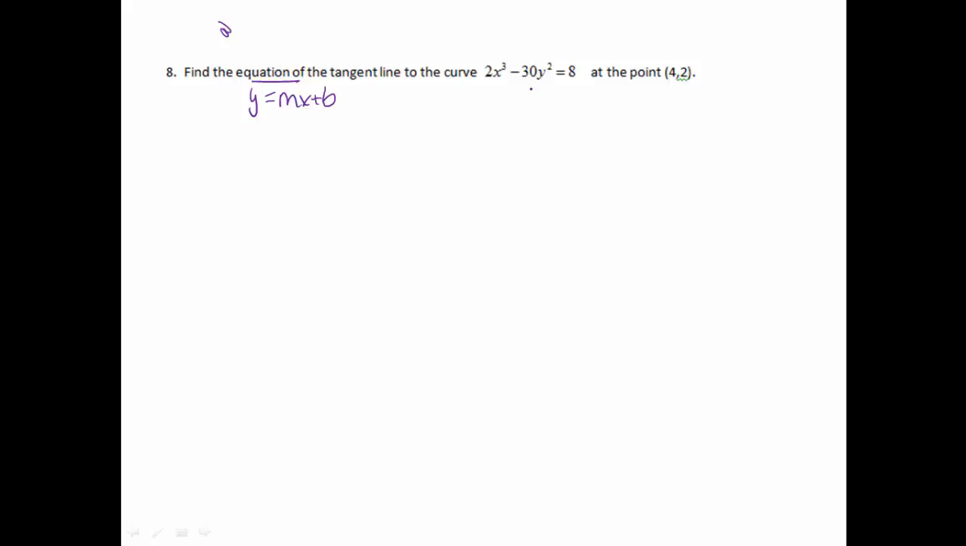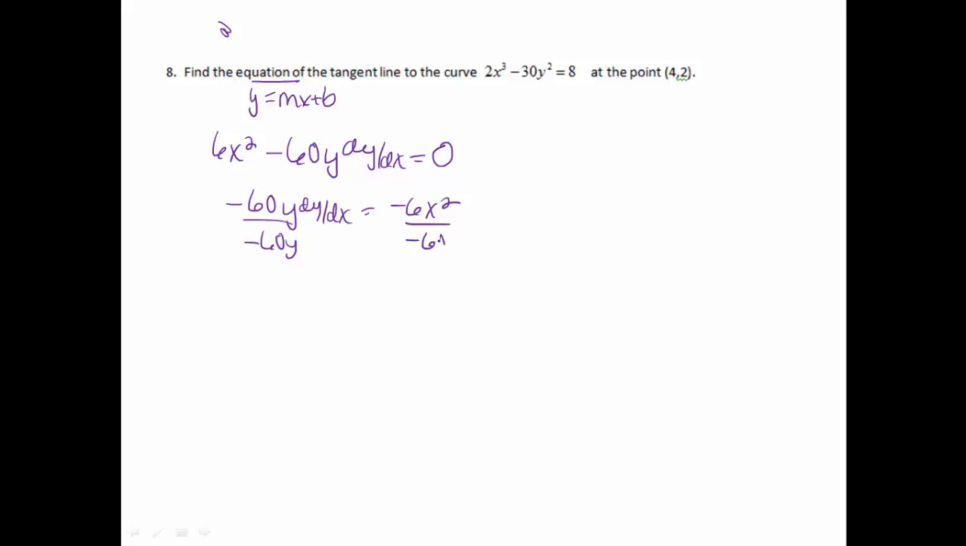I do notice that this is implicit differentiation. So if I take the derivative with respect to y, I do have to put dy/dx with it. So the derivative of 2x cubed is 6x squared, minus the derivative of 30y squared, which will be 60y dy/dx, and then equals the derivative of 8, which is 0. Now we're going to solve for dy/dx, so I'm going to subtract 6x squared from both sides. And now to get dy/dx by itself, I'm going to divide both sides by negative 60y.